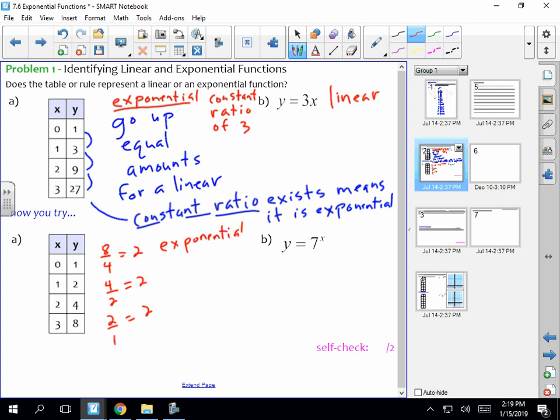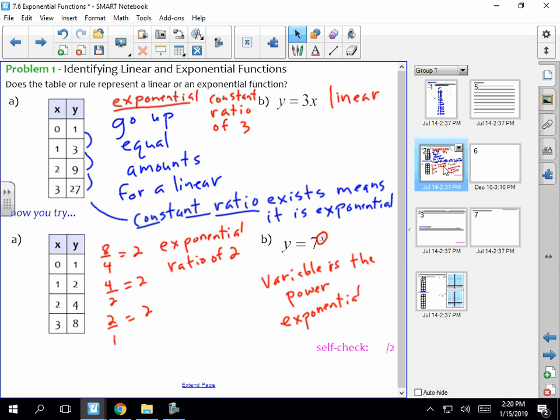So exponential. It has a constant ratio of 2. Couldn't the next one be both? Well, where is the variable? Above. Now, when the variable is the power, then it is exponential. So that one is also exponential. If it has a power of x, it's exponential. If there's any variable in the power on the base, it is exponential.